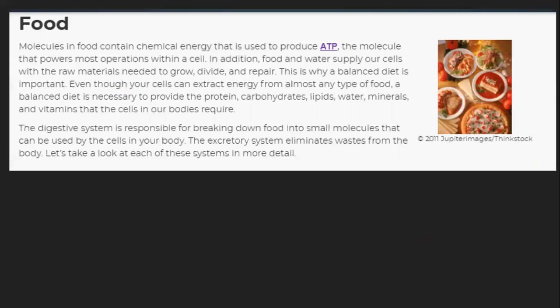So let's talk a little bit about the digestive system. We're going to start with the digestive system. So food that we eat, right, is broken down into its individual parts. So it contains many different kinds of things. Some of those things are called macronutrients, as we've already discussed before. Things like protein, carbohydrates, lipids. All right, these kinds of things are called macronutrients.